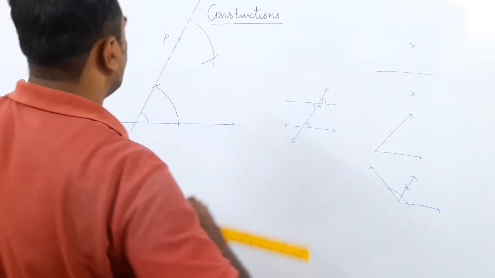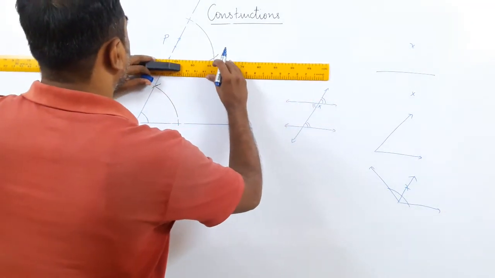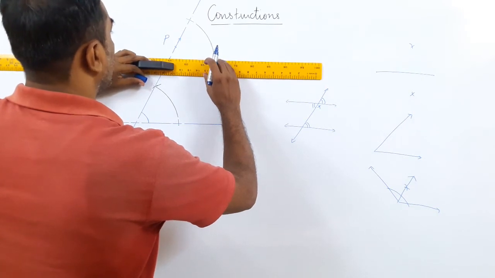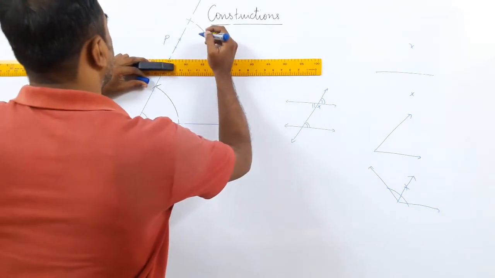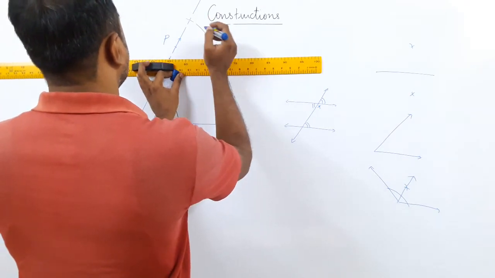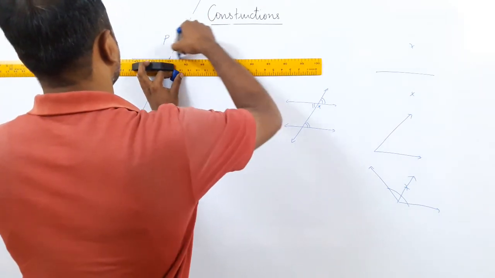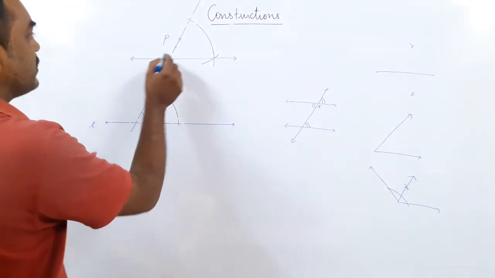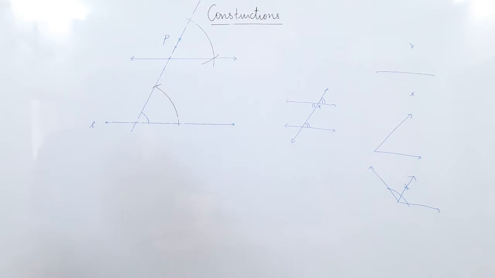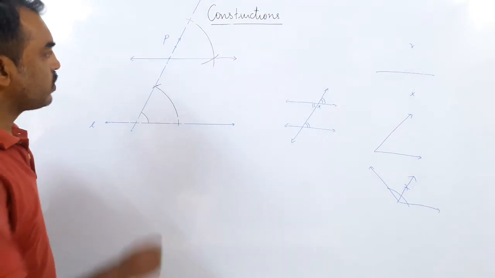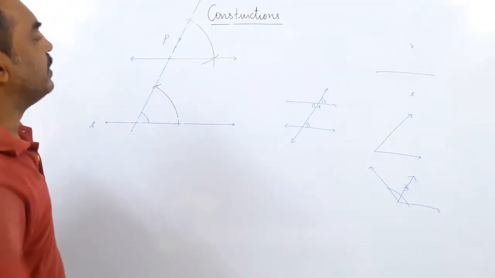So now these 2 points are the given points to me. I have to draw a line passing through both these points. When I draw a line passing through both these points, this should give me a line passing through this point and parallel to the given line. So this is a very, very important step here: how to construct a parallel line.